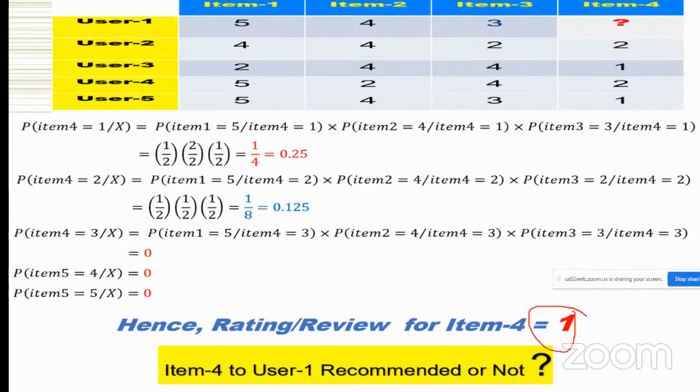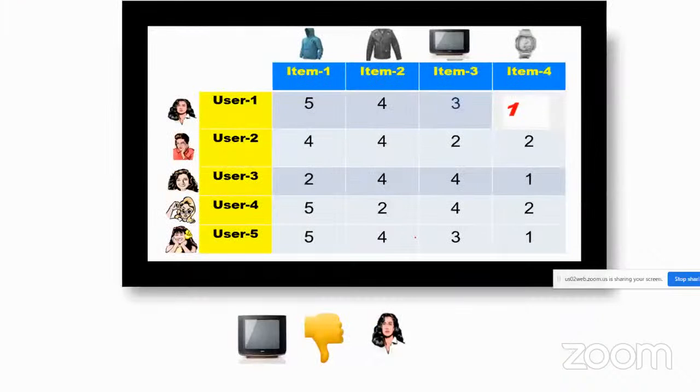Because the maximum probability corresponds to the rating prediction 1, we have decided the rating prediction for user 1 to item 4 is 1. And obviously, 1 is a very low rating. Therefore, item 4 is not going to be recommended to user 1. You can see here, final conclusion, item 4 is not going to be recommended to user 1.